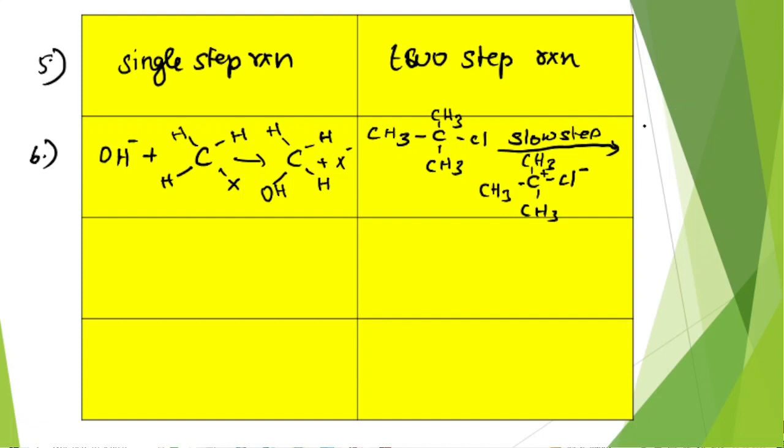So actually here the Cl is going to be replaced by OH. Cl is going to be, that is CH3, C, CH3, CH3, and here OH will be replaced, OH minus. Okay. So this is a two-step reaction. This is the step 1 and this is the step 2. Clear? Alright. Next, seventh one.